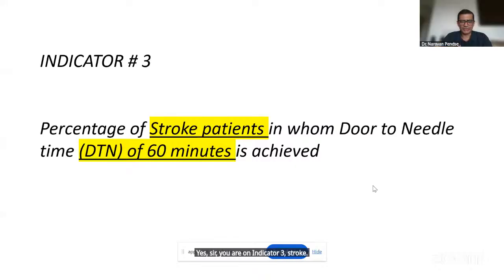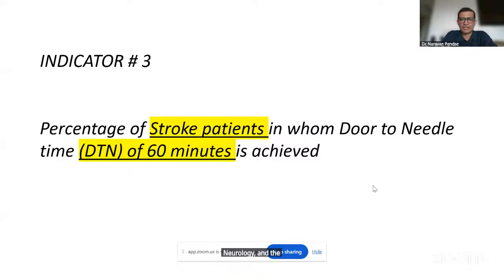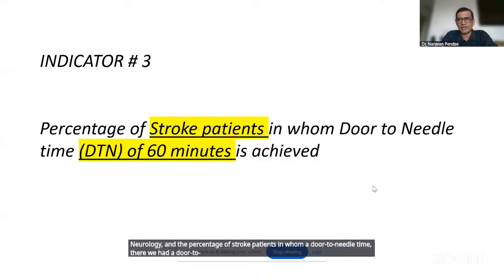Yeah. Thank you. So, like we talked about STEMI cases and door to balloon time, very similar is a third indicator. This deals with stroke patients. This time it is to do with neurological stroke. So, obviously, it is for the Department of Neurology. And the percentage of stroke patients in whom a door to needle time, there we had a door to balloon time, here we have a door to needle time of 60 minutes is achieved.